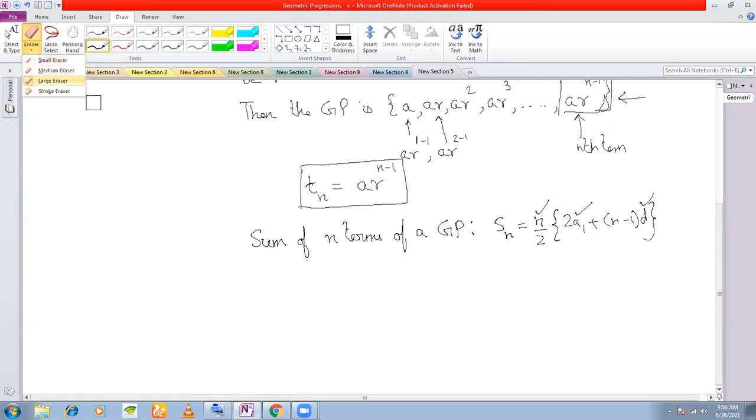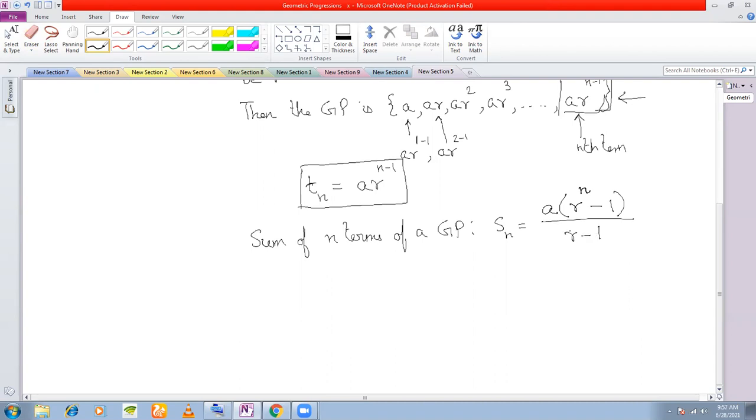In case of a GP, when we have to sum up the terms, here also we must know the first term, A. We must know the common ratio. We must know the number of terms we want to sum up. And the formula is A(R to the power of n minus 1) by (R minus 1), where obviously R is not equal to 1. Okay, what happens when R is equal to 1? This is just a case, we will not come across this situation. When R is equal to 1, what is the GP? Look at this.